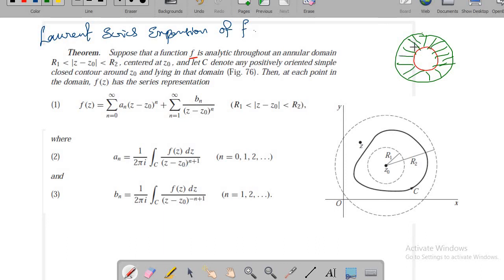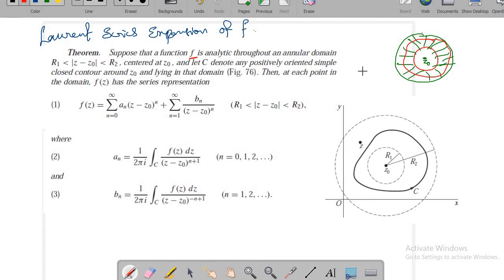So in this annular region, the function is analytic, and this annular region is centered at z0, so the center is z0. You start with any curve which lies in this annular region, and also it is closed. The most important thing is that z0 must be an interior point of that curve. That is one of the important things you need to note down. z0 must be an interior point of the curve.